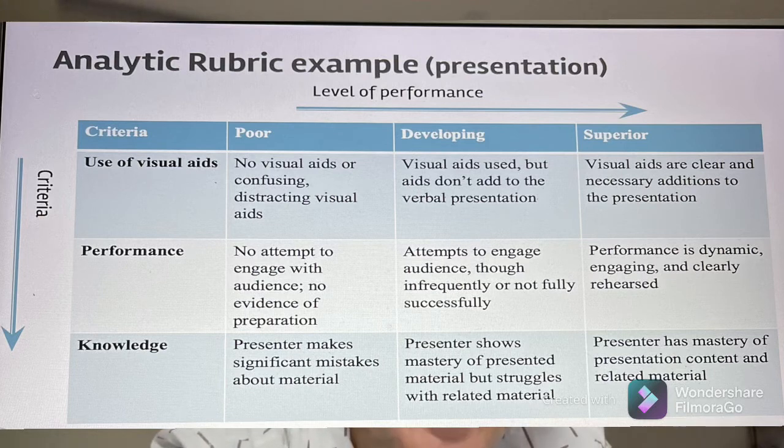And it is superior when visual aids are clear and necessary additions to the presentation, and so on and so forth. How about the knowledge? You are going to get a score of poor in knowledge when the presenter makes significant mistakes about material, and I go on numbering how many mistakes. Knowledge is developing when the presenter shows mastery of the presented materials but struggles with related materials. And it is superior when the presenter has mastery of presentation content and related material.